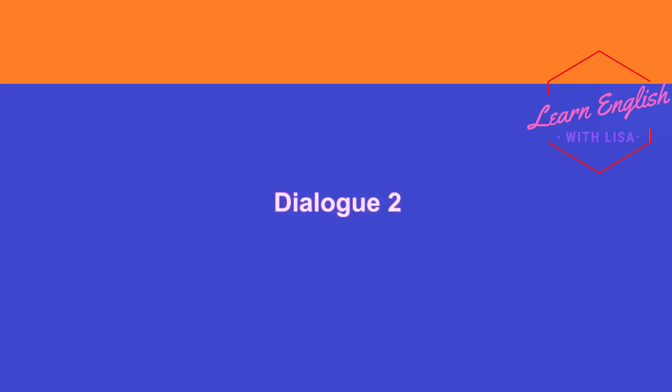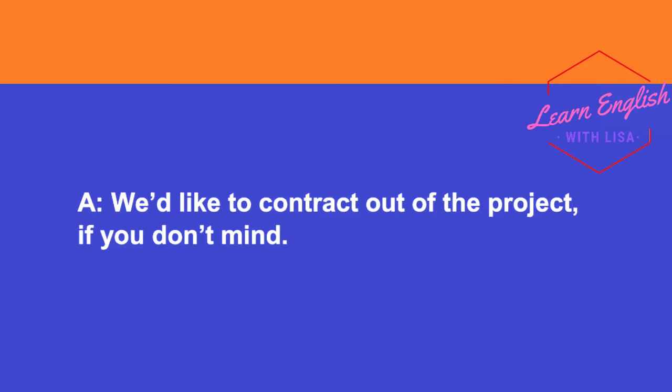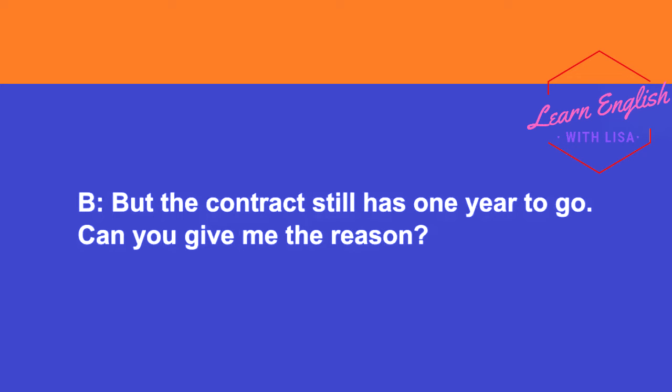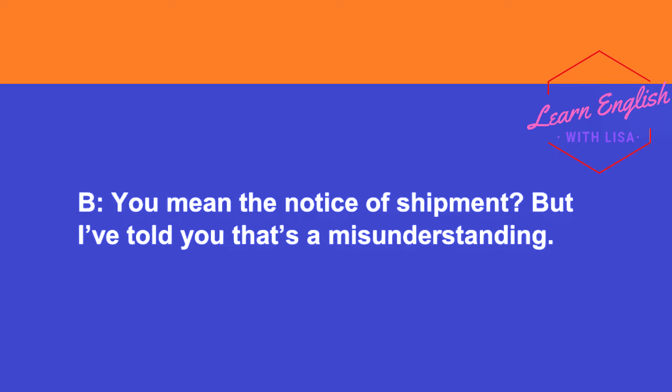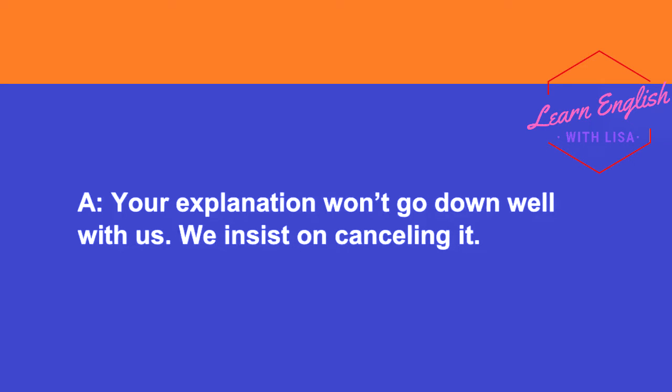Dialog 2. We'd like to contract out of the project if you don't mind. But the contract still has 1 year to go. Can you give me the reason? You failed to honor the contract, so we are entitled to cancel it. That's the reason. You mean the notice of shipment? But I've told you that's a misunderstanding. Your explanation won't go down well with us. We insist on canceling it.